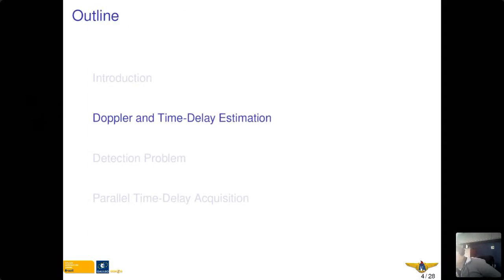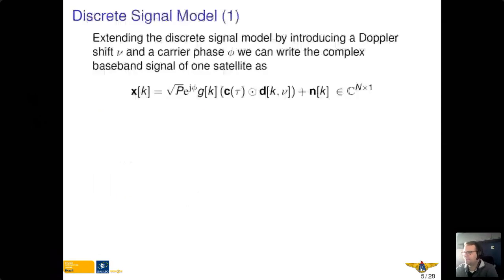So let's have a look. How can we estimate a Doppler and time delay? We go back to our signal, and now we are introducing the Doppler and the phase. Remember, before we had a signal without phase and without Doppler, and the signal was also real. Now the signal is complex in baseband, so we have a complex model with also complex Gaussian noise.